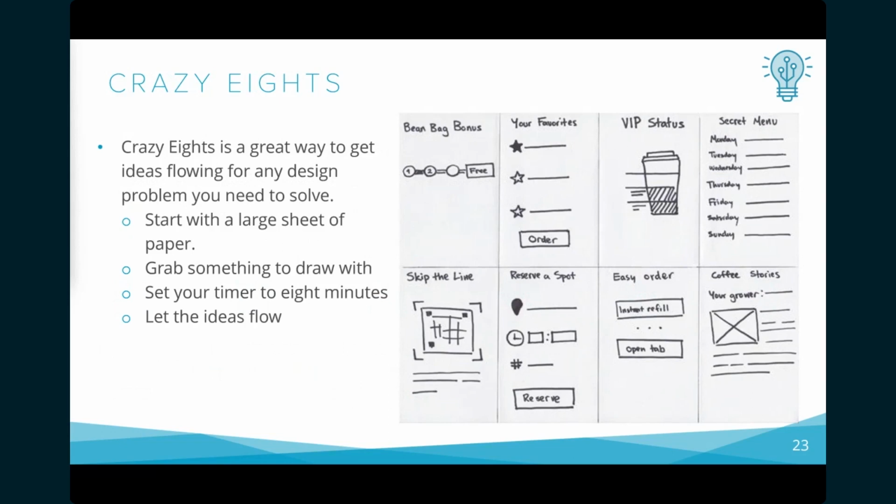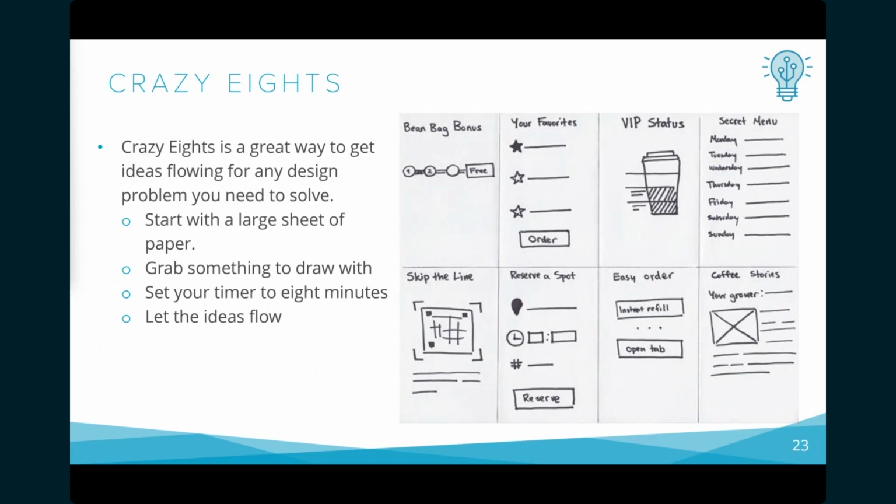Crazy Eights is a great way to get ideas flowing for any design problem you need to solve. It also forces you to think outside the box because you have to come up with many ideas in a short time frame without judging them. This means you'll have lots of unique, non-traditional solutions to consider. With Crazy Eights, you'll sketch 8 different designs, each with a new idea for solving the user's problem. The best part, it only takes 8 minutes.